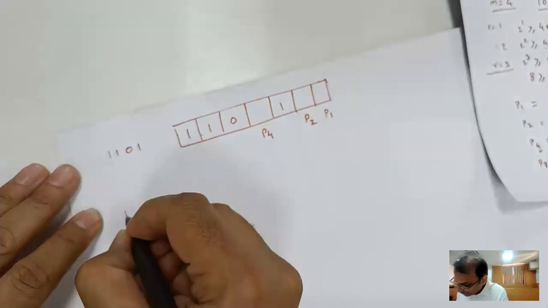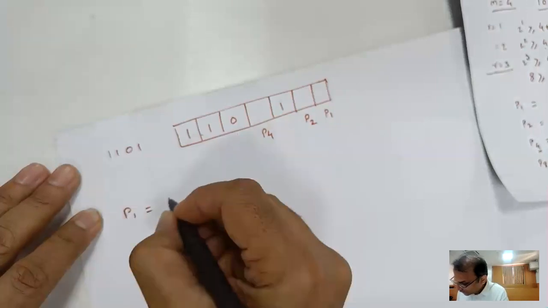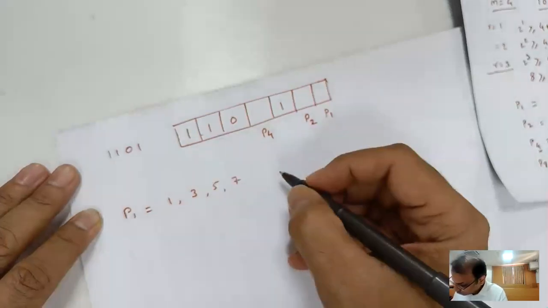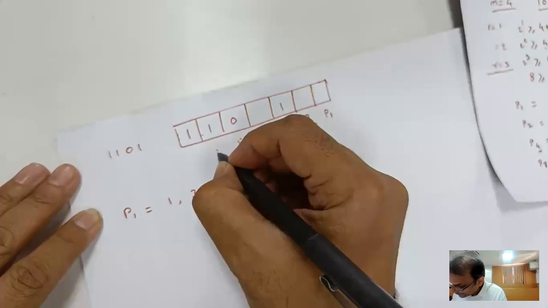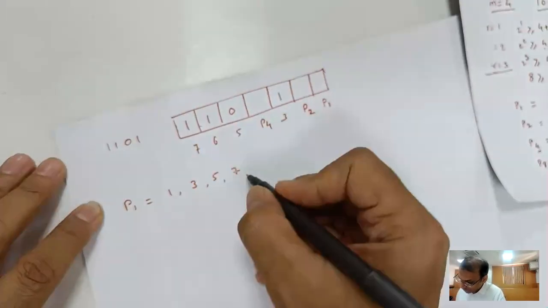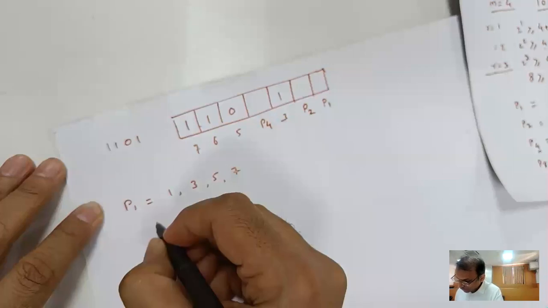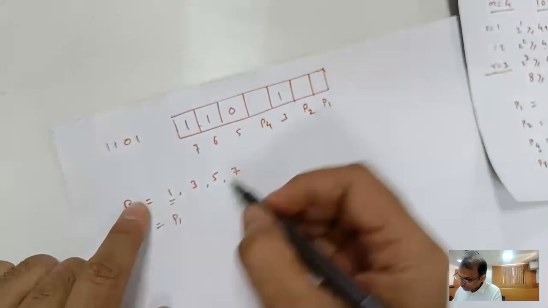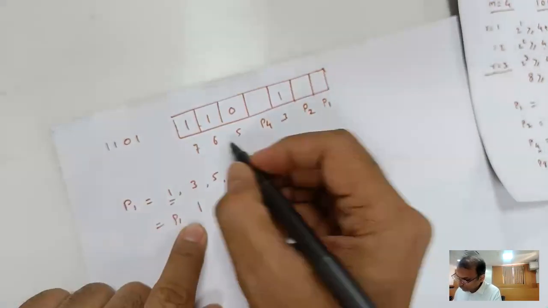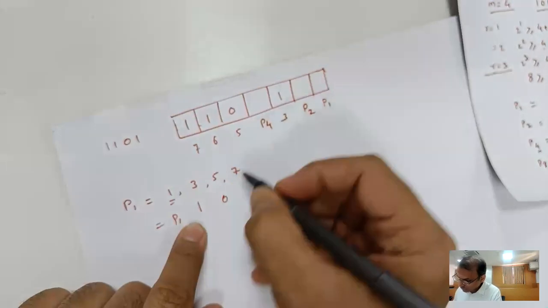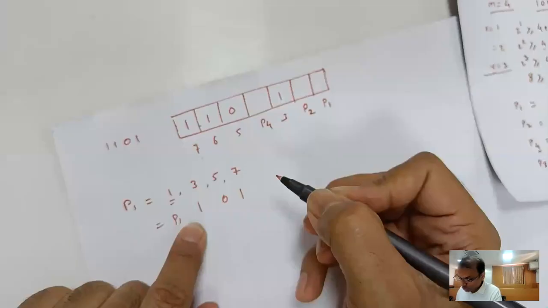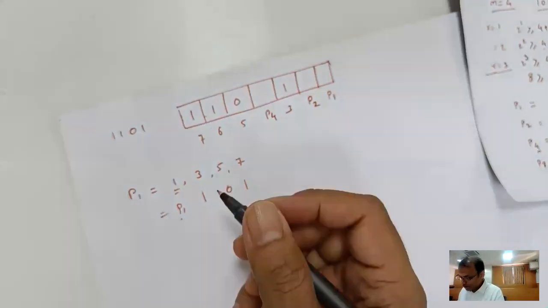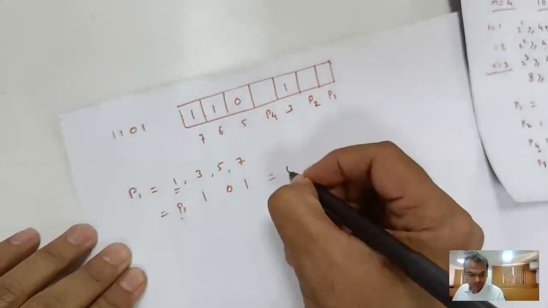Now for P1, which are the positions? 1, 3, 5, 7. So what are the values of P1, 3, 5, 7? This you have to find out. Value of 3 is 1. Value of 5 is 0. Value of 7 is 1. Okay, so what should be the value of P1? 0. So P1 becomes 0.